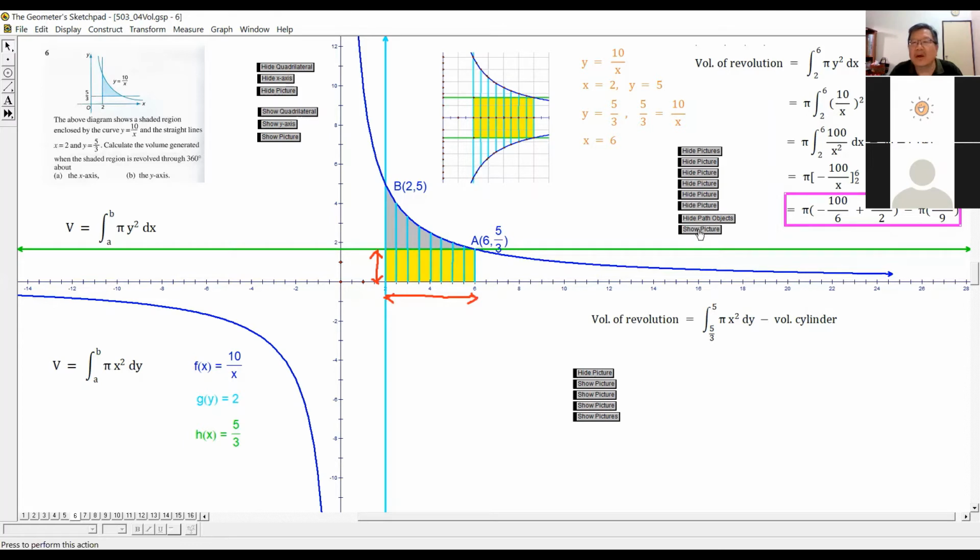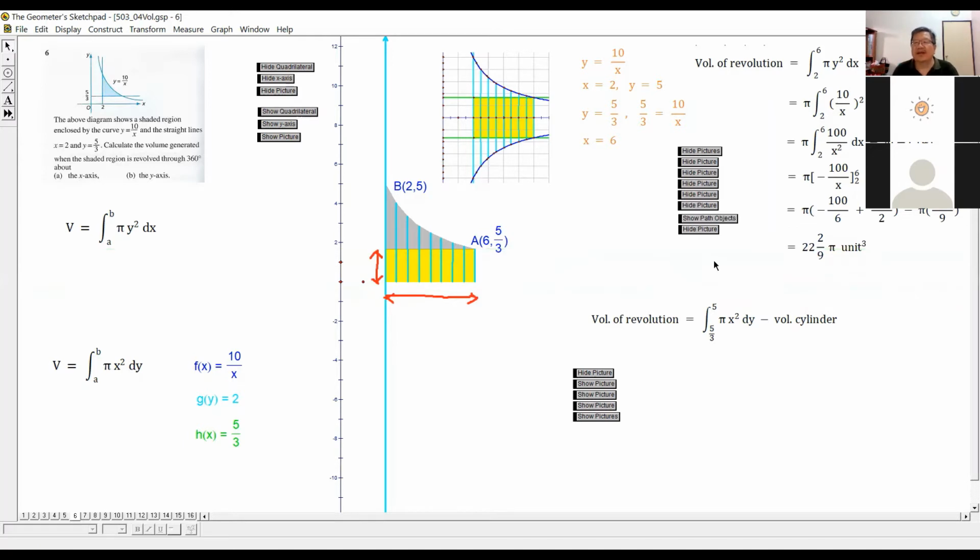Next one. Okay, remove the y-axis. So you see that finally, when you use your calculator to calculate this whole thing, it will be 22/9 pi cubic units. So this is the first part, the volume obtained when you rotate this area here about the x-axis. Any questions so far?